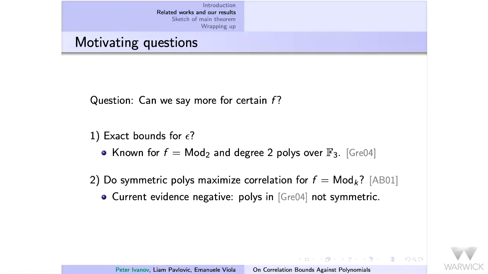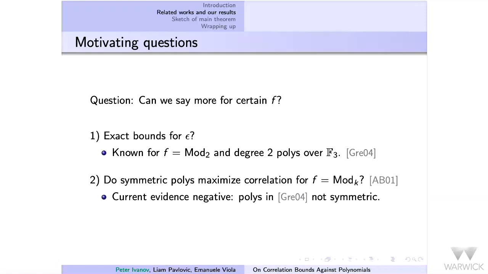All right, and some additional questions we can ask, given that we ruled out this approach and that we've been stuck on proving correlation bounds for so long. For certain candidate hard functions F, can we provide more information? Can we say anything new? One question that we can ask is whether we can give exact bounds for this correlation, for this epsilon parameter. A motivating work by Green back in 2004 showed that you can for the parity function and polynomials over mod 3. This is a pretty basic setting, and even though it's a basic setting, people have been trying to extend this for a while, and there hasn't been any progress up until now.